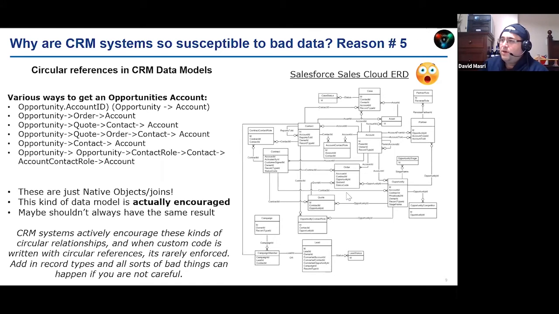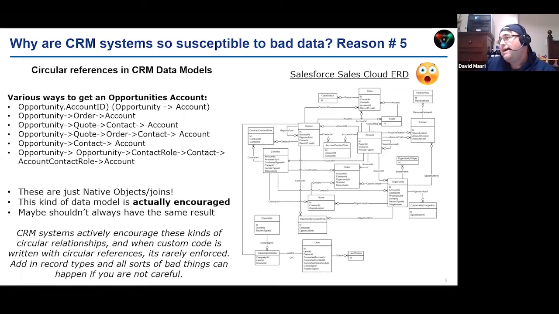And again, we're just talking Salesforce here. This is not even custom objects. And then when you look at designing your systems, Salesforce and most CRM systems are going to encourage you to do these kinds of things. Now, unless you're coding very carefully, you'll often end up with things giving you different results depending on the route that you go.